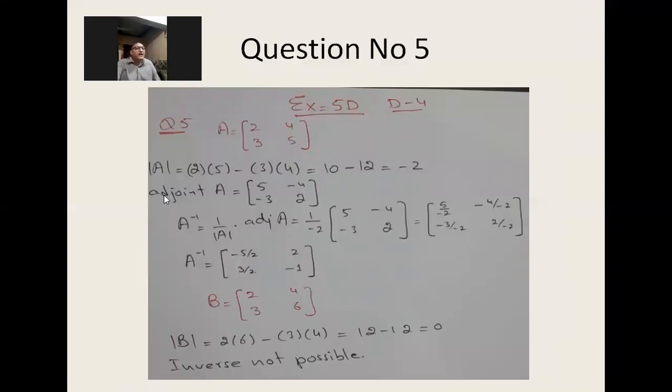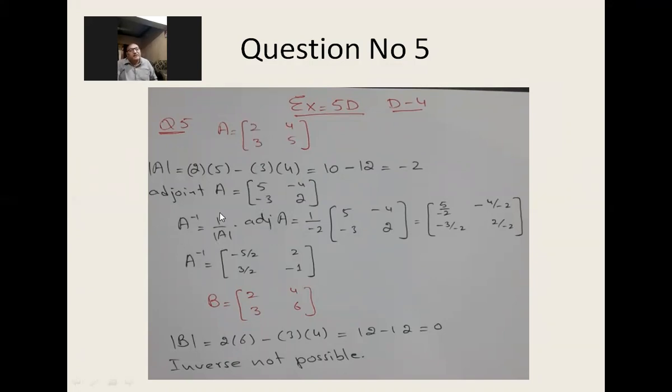Then we will find the adjoint of A. For the adjoint of A, along this diagonal, we will interchange the location of these two numbers. So 5 will come here, 2 will come here, as you can see here. And these two numbers along the other diagonal, we simply change their signs. Whatever their signs are, just change them. So here you can see we have written minus 4, minus 3.